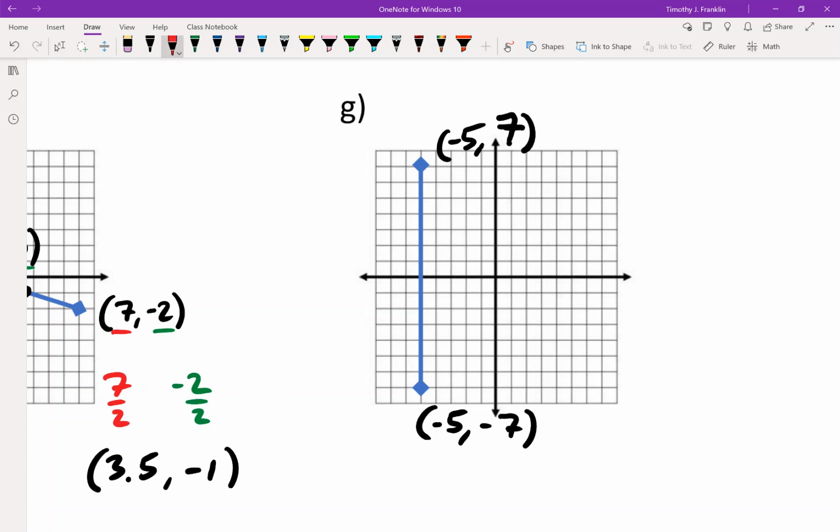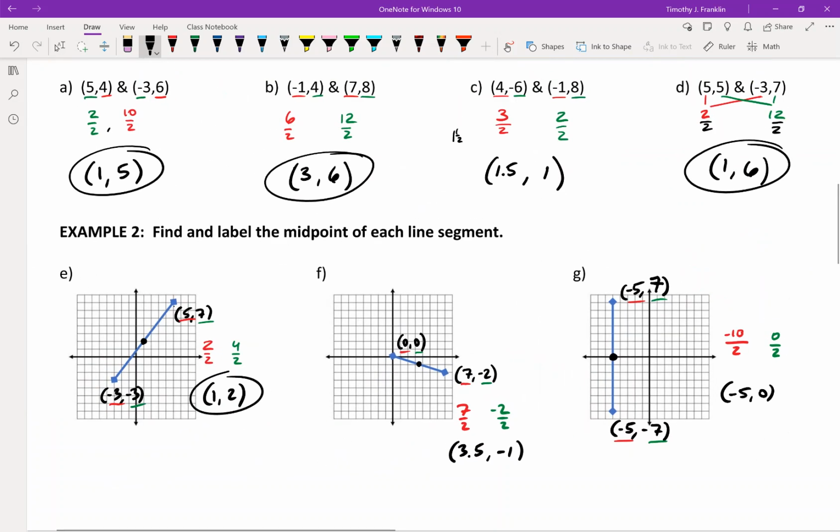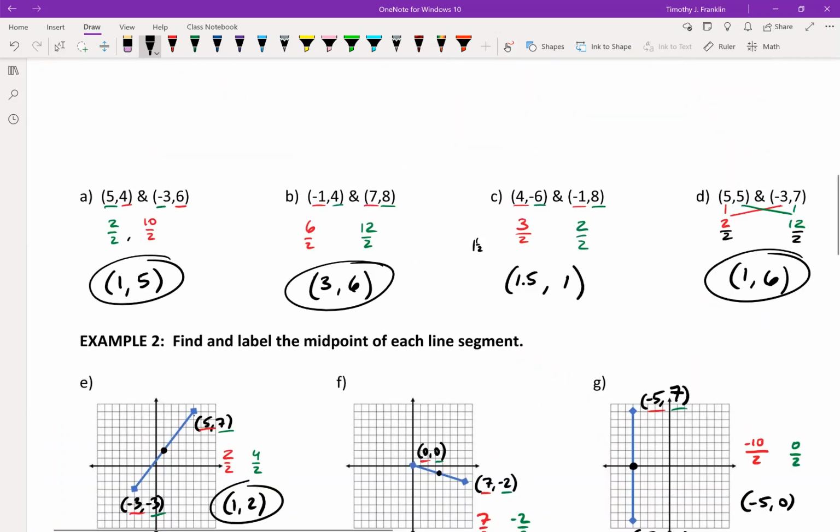So let's average up the x values. Negative 5 plus negative 5 is negative 10 divided by 2. It's going to be negative 5 because if the two numbers are the same, the average is just that number. Now 7 plus negative 7 is 0 divided by 2. Well, that's just going to be 0. So our midpoint here is negative 5, 0, right here on the x-axis, which we probably could have guessed just by looking at it. So that is the midpoint formula. Add up the x and y values, take the average of each one, and that gives you the ordered pair of the midpoint.